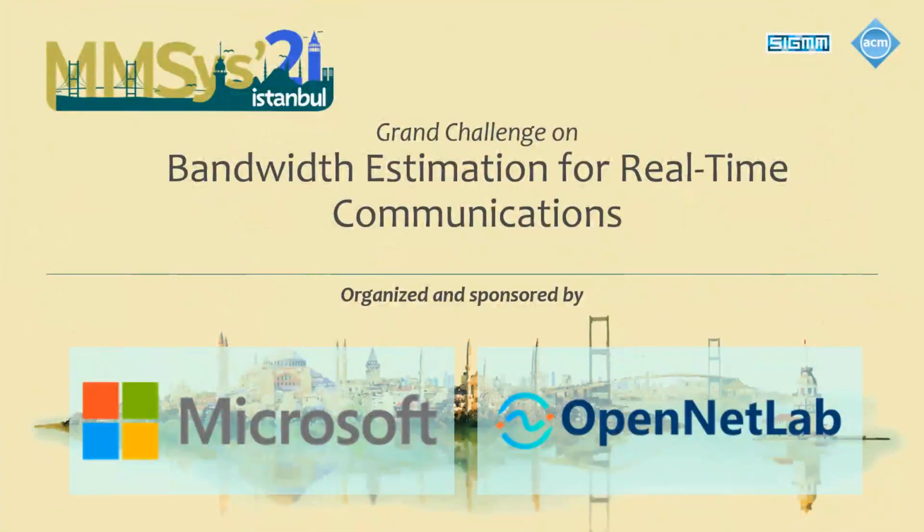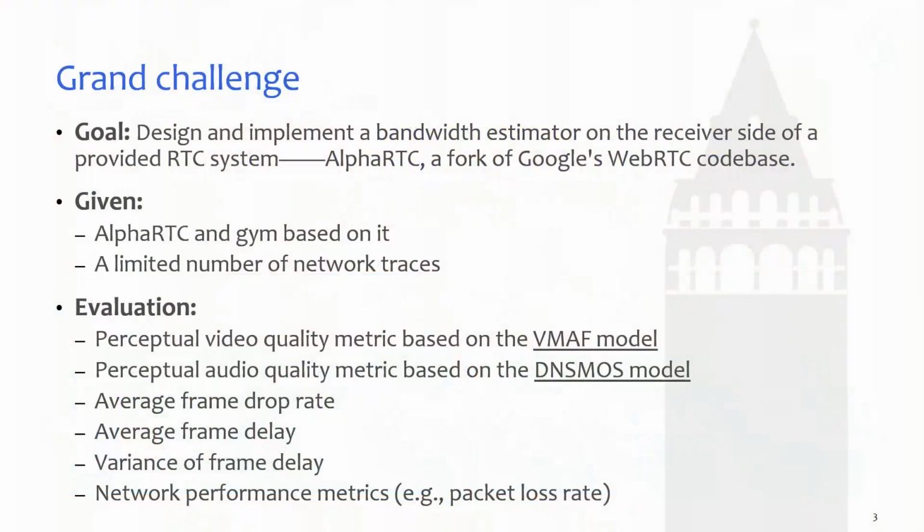Gemini is the first solution for the grand challenge on bandwidth estimation for real-time communications. The main goal of this grand challenge is to design and implement a bandwidth estimator on the receiver side of a provided RTC system, Alpha RTC. Alpha RTC is a fork of Google's WebRTC code base.